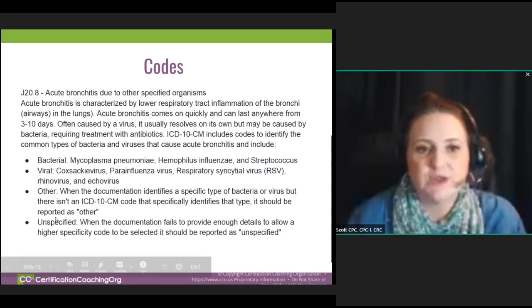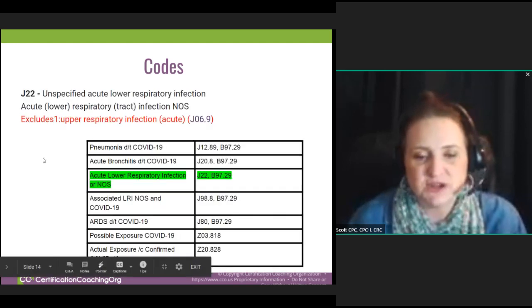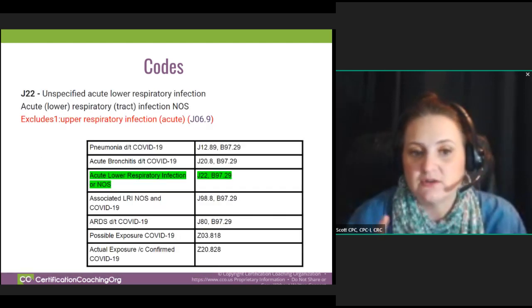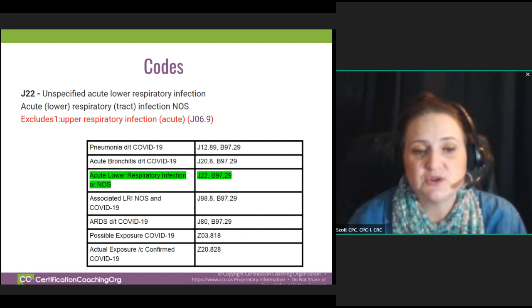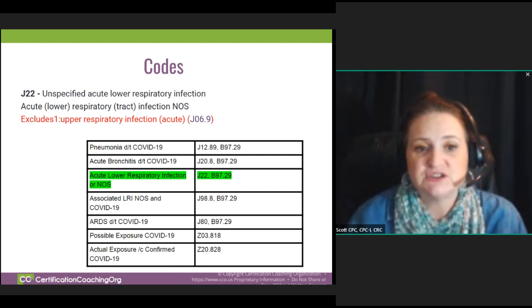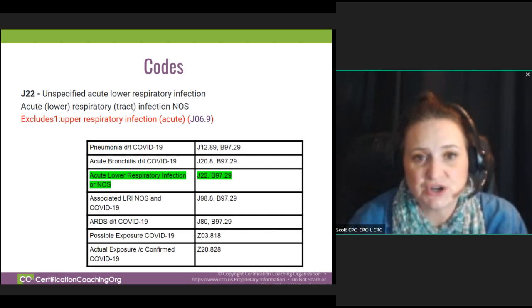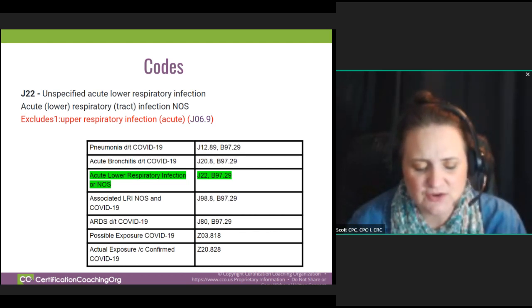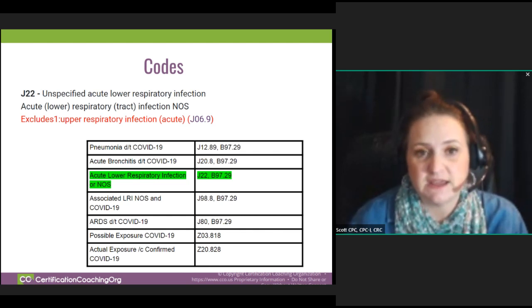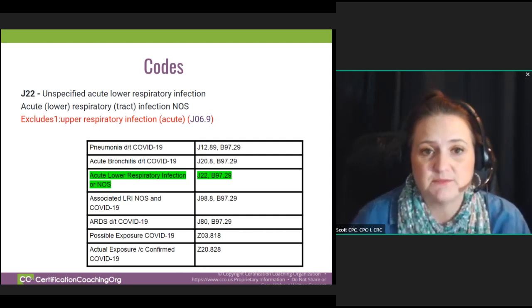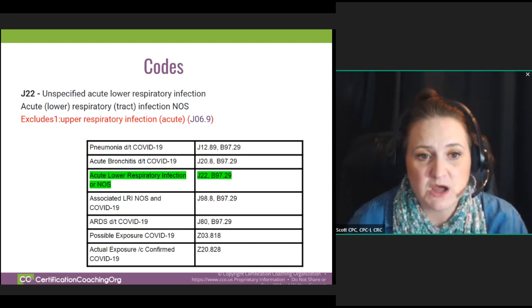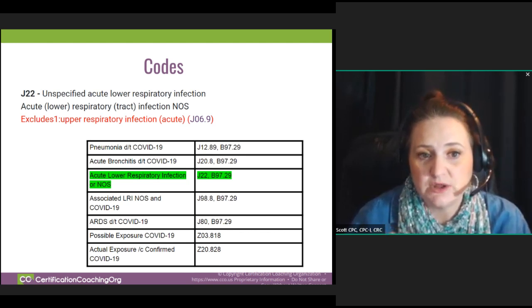So what if we have an acute lower respiratory infection? Okay. Now, do not confuse acute bronchitis with a lower respiratory infection. This is going to be coded J22. If they know that it's due to COVID-19, then again, B97.29, or depending on your time frame, the U07.1. I did note here, straight from Find a Code, the excludes one.